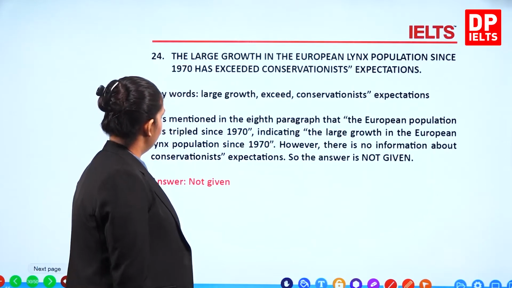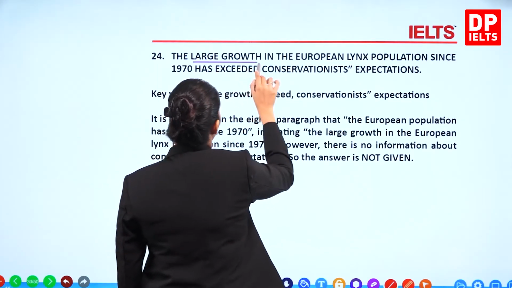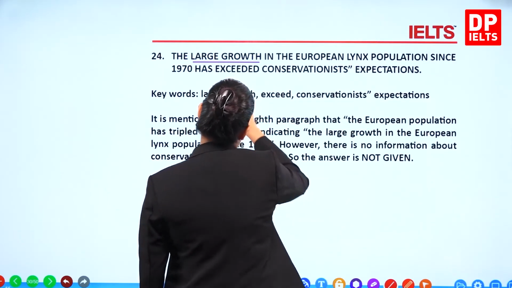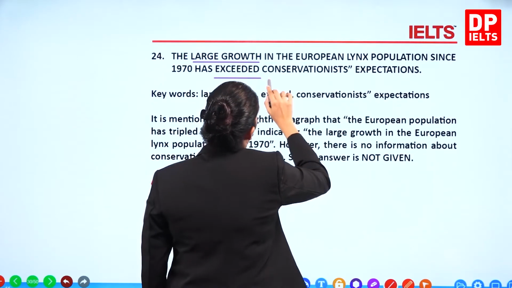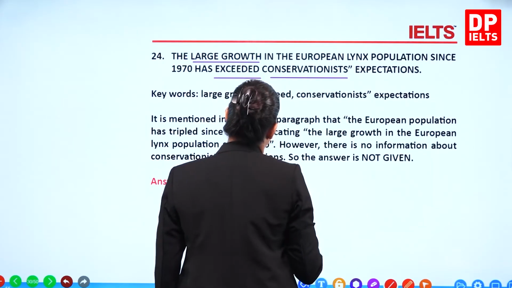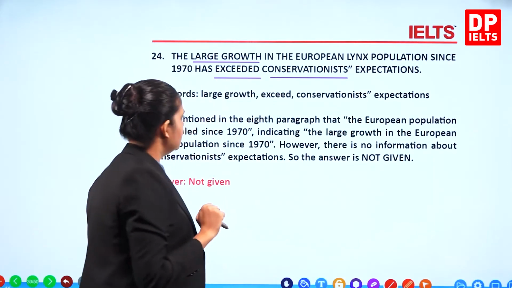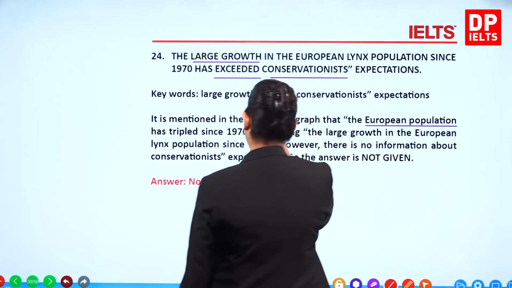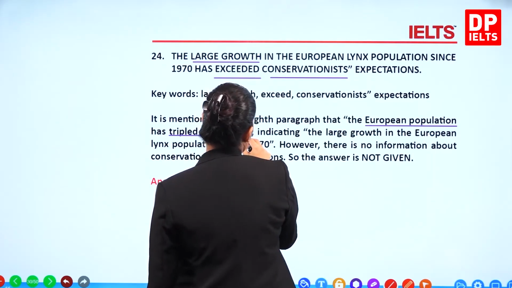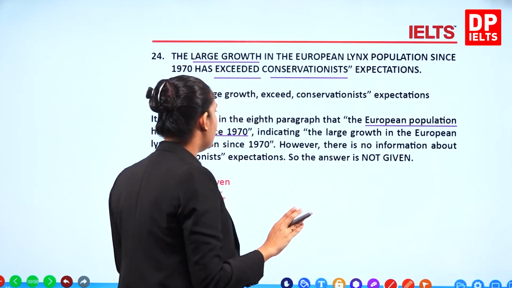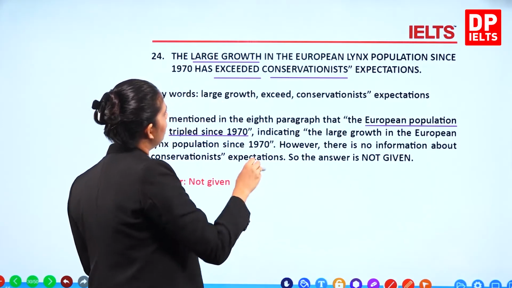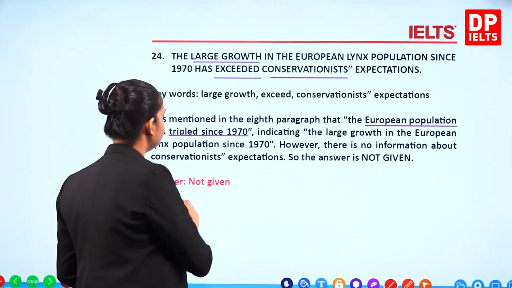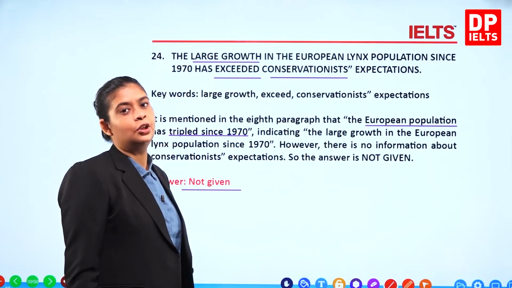Question number 24. The large growth in the European lynx population since 1970 has exceeded conservationists' expectations. It is mentioned in the 8th para, the European population has tripled since 1970, indicating yes, there is a large growth. But has it gone beyond their expectations? That we don't know. Because we don't know, it is not given.